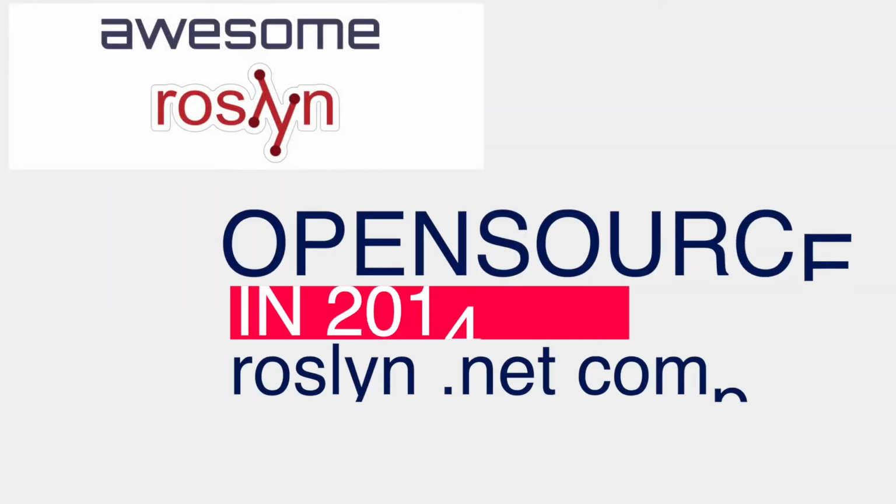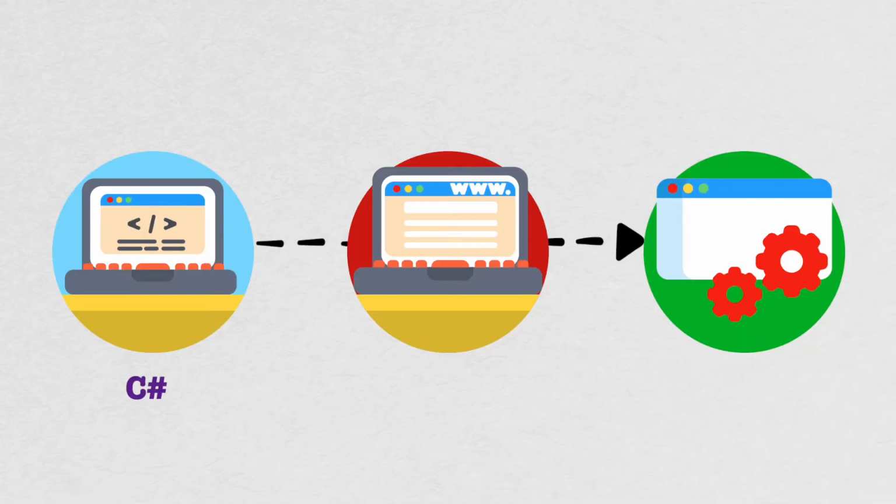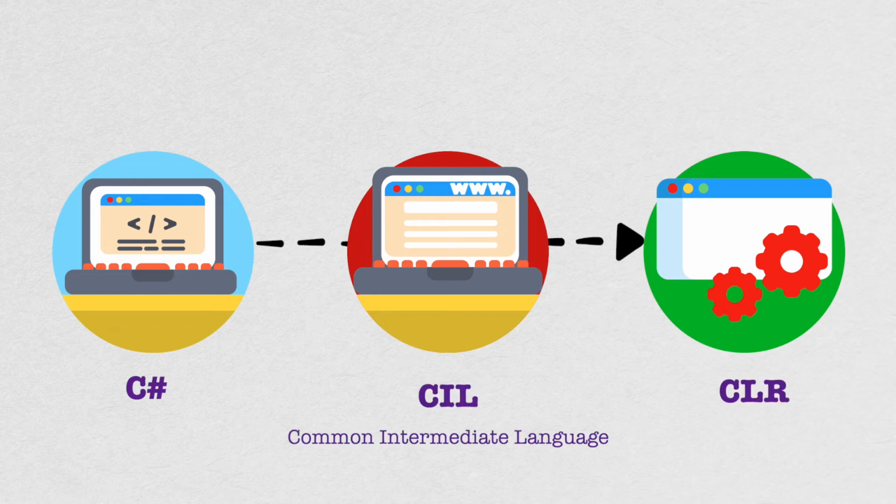C# went open source with their Roslyn compiler in 2014, making the development platform independent. C# gets compiled into a common intermediate language which can be used by the CLR without the need for recompilation to run in any OS.